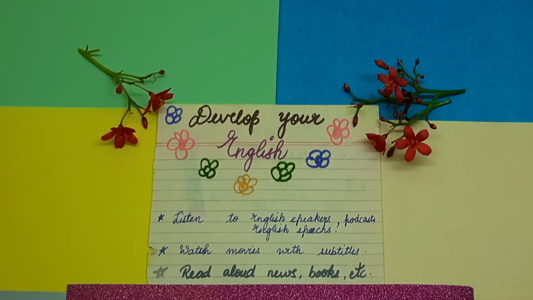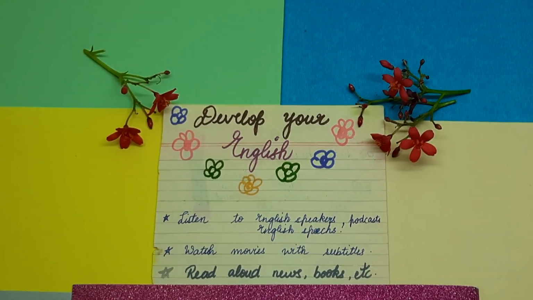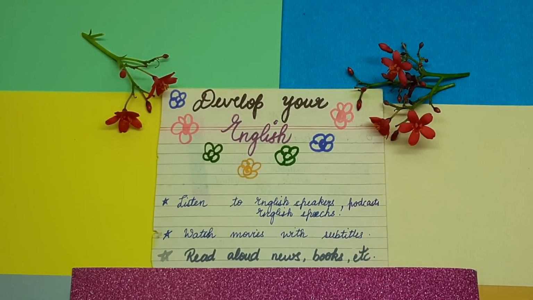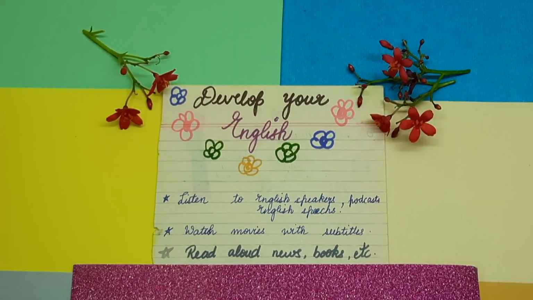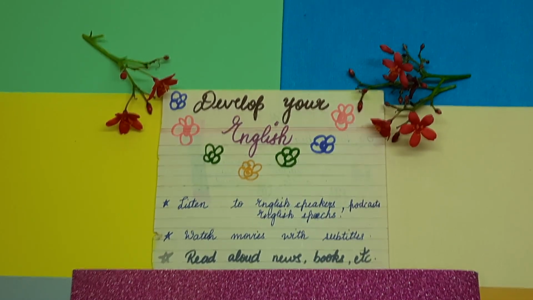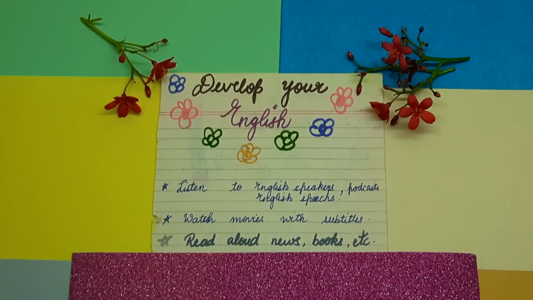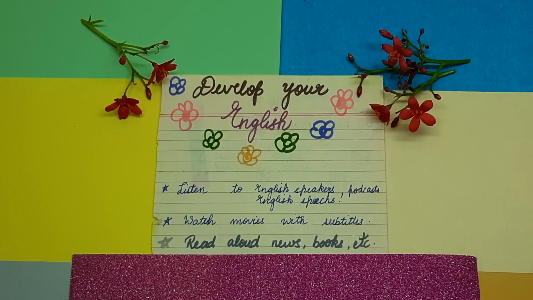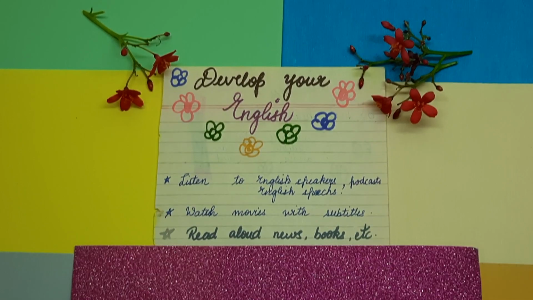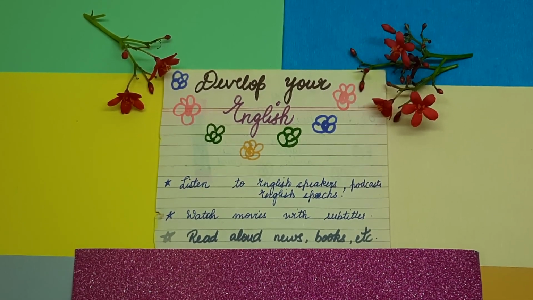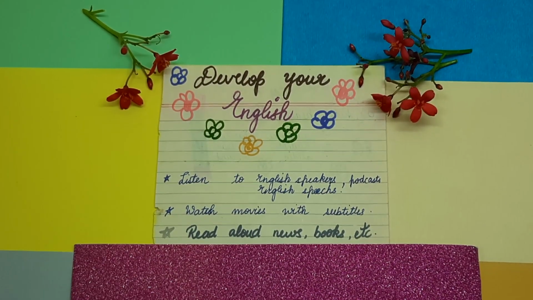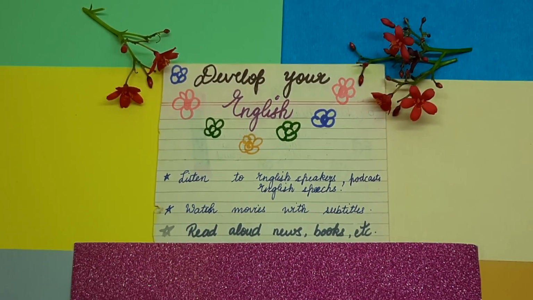Tip number three is read aloud news, books, etc. So keep a habit of reading the newspaper. I know many of you may not be in the habit of reading the newspaper, or if you read, you don't read it aloud, you read it in your mind, but read aloud. With that, you'll be able to understand the words more properly, and also you'll know which word you're not able to pronounce properly. And if there comes a word which you're not able to pronounce properly, check right there on Google what the correct pronunciation of it is.